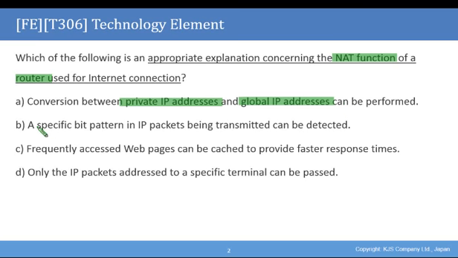B, a specific bit pattern in IP packets being transmitted can be detected? Is it C, frequently accessed web pages can be cached to provide faster response times? D, only the IP packets addressed to specific terminals can be passed?